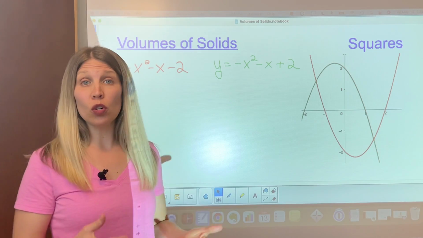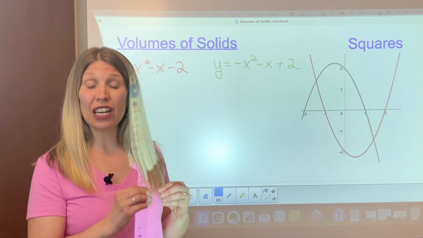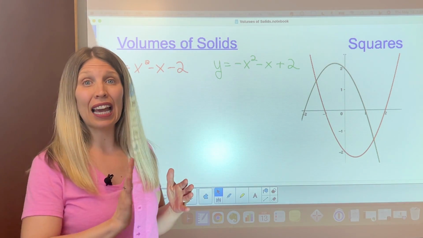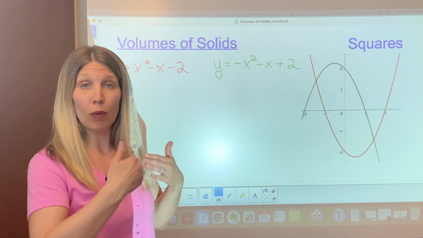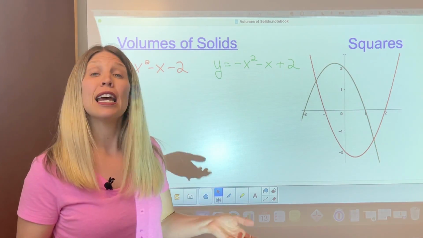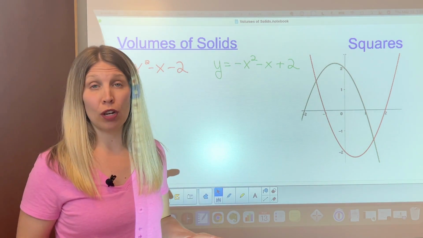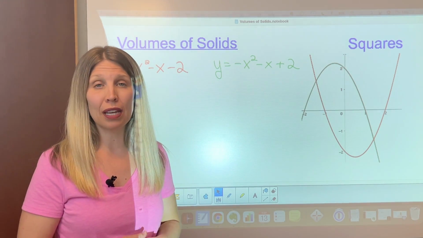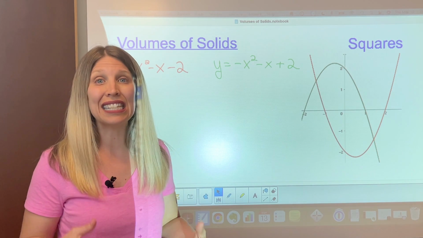Now what we're going to be doing with these two functions is we're going to take a square and slide it between these two functions from the left bound all the way to the right bound, which is where they intersect, and we're going to find the volume that's created. So let me show you what this looks like in a 3D image so you know exactly what we're looking for today.